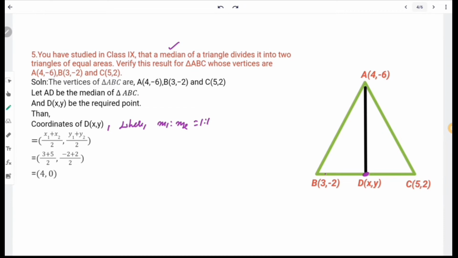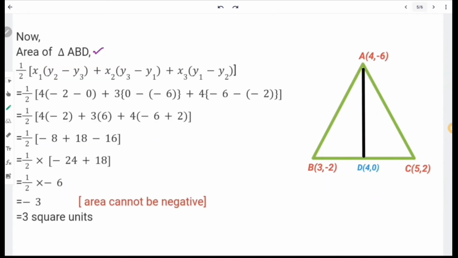So by using the section formula, (x1 plus x2) divided by 2, (y1 plus y2) divided by 2. So this will be x1, y1, x2, y2. So x1 is 3, x2 is 5, and then y1 is minus 2, and y2 is 2, right? Then 3 plus 5, we get 8 divided by 2, so 4, right? And then minus 2 plus 2 is obviously 0. So now we know the coordinates of this point. So let's find out the area of both the triangles.